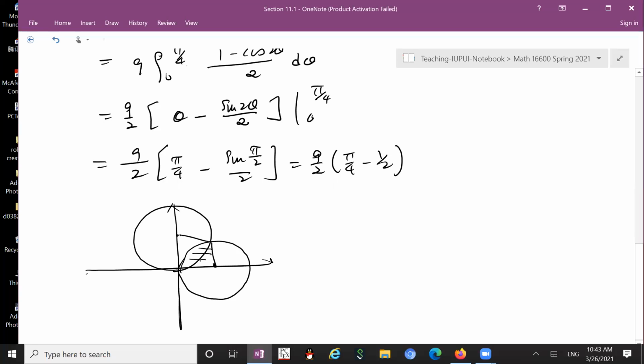So you find the area of that, and then you find the area of this part, add them together. What you get will be the area of this region. But then you have to subtract the overlap part.